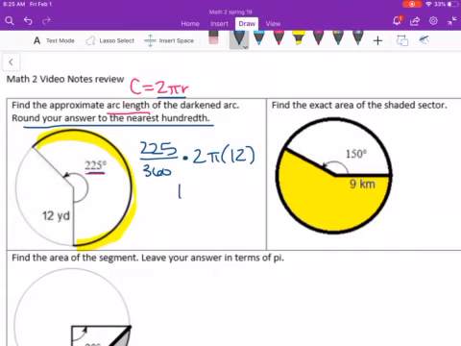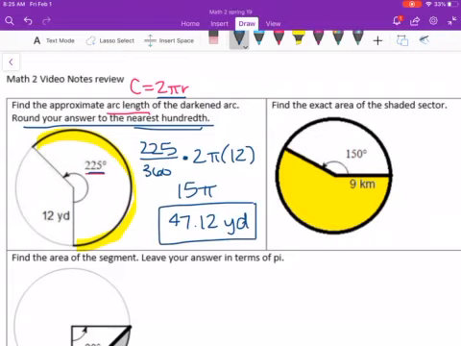you could get 15 pi, but make sure you put the pi in your calculator if you're rounding to the nearest hundredth. So 15 pi would equal 47.12, and since it's circumference or distance, it's yards. So just as a note, this would be exact, but this 47.12 is the approximate arc length.